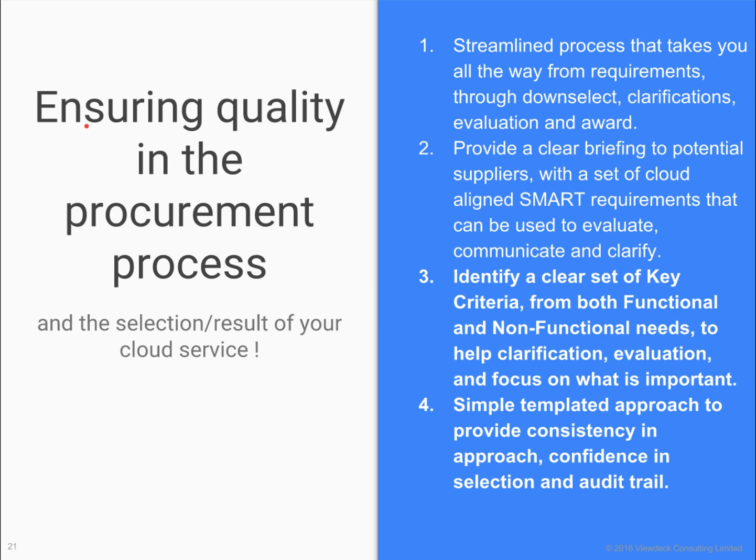In the second set, we're going to look a bit more at how we get to those key criteria, how we identify those, use those as part of the process, and break them down from a non-functional point of view to get the clarification and hopefully the decision. And introduce a bit more of the templated process that we've come up with, which again simplifies, gives confidence, and hopefully improves the quality in that audit trail.